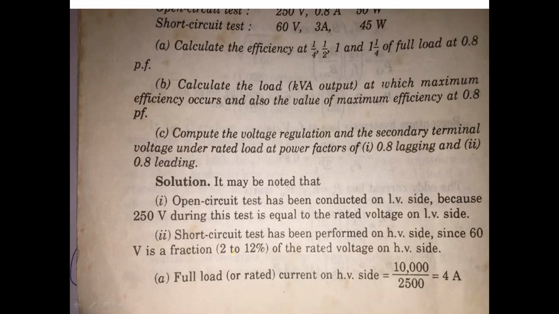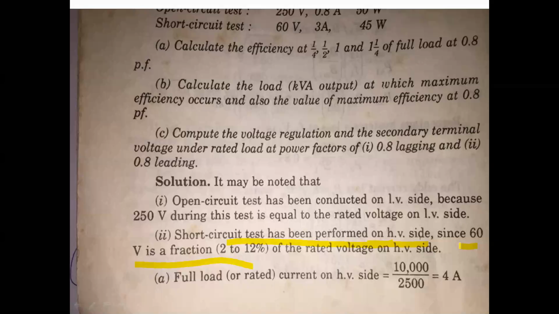So the short circuit test has been performed on the HV side. You know that the short circuit test is performed on the HV side. The 60 volts is a fraction of the rated voltage, because we apply a small voltage during the short circuit test. So first here we calculate the full load current on the HV side.